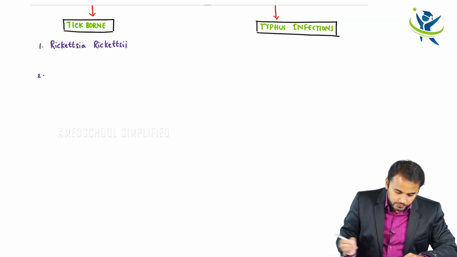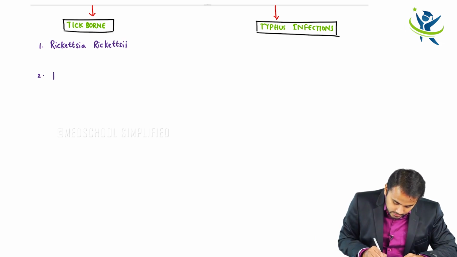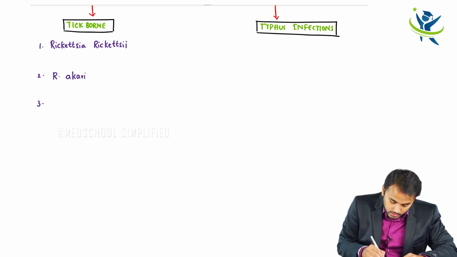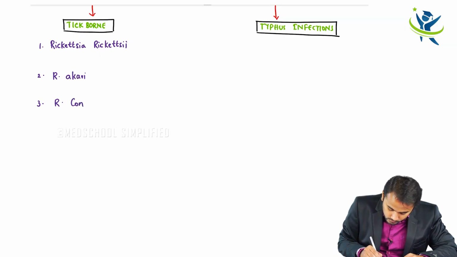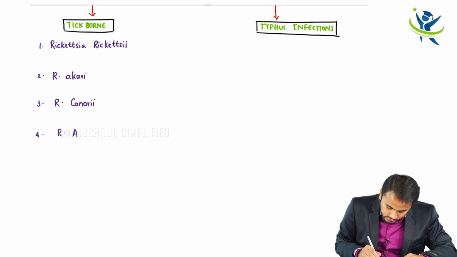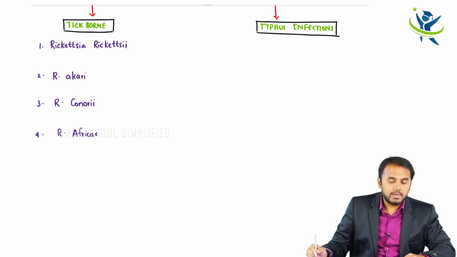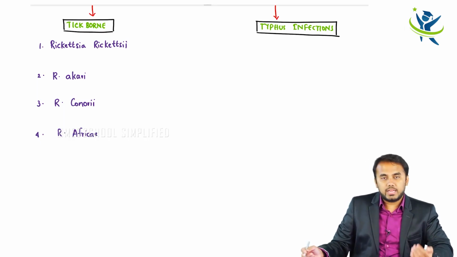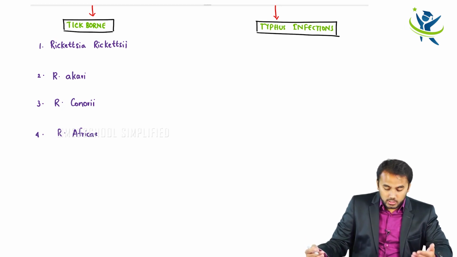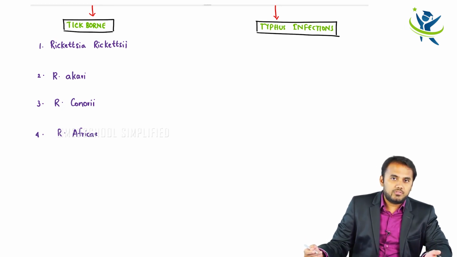So what is the next one? That is Rickettsia acari. I'm just writing it as R acari. Third important one is Rickettsia conori. And fourthly, you have Rickettsia africae, right? So these are the basic four types of rickettsial infections which you encounter in tick-borne infection. So what is Rickettsia rickettsii causing, what is acari causing, what is conori causing and africae causing to you?